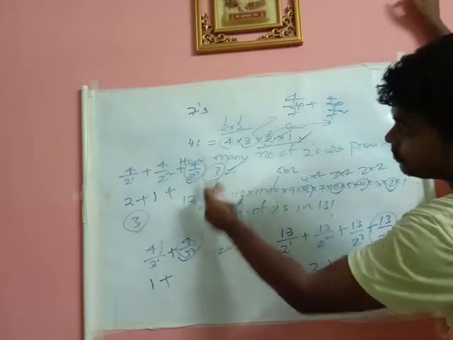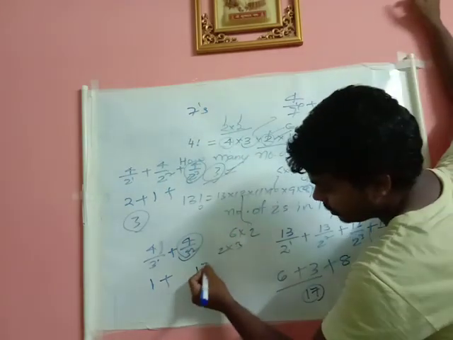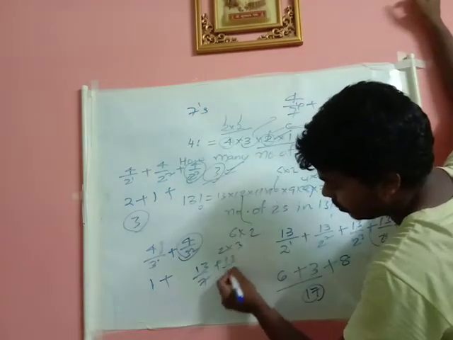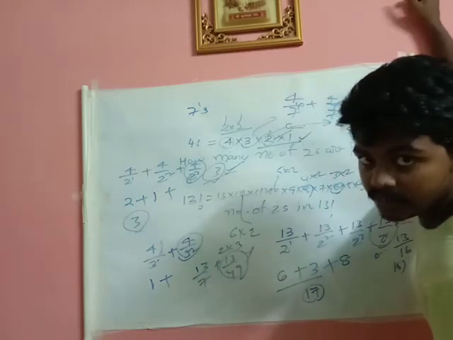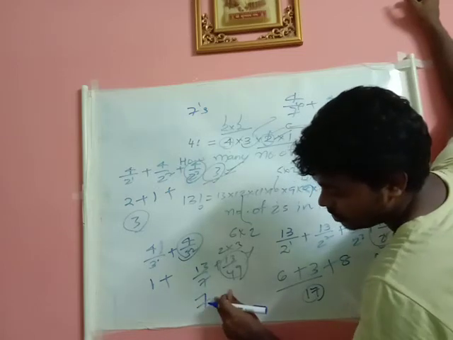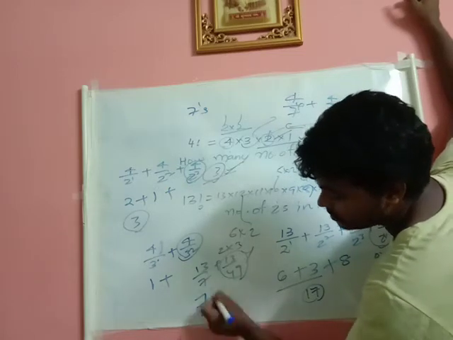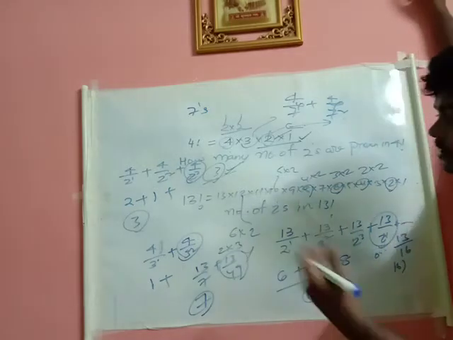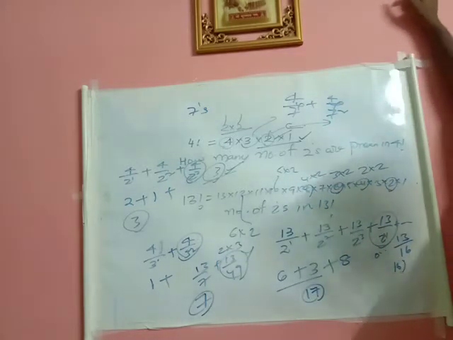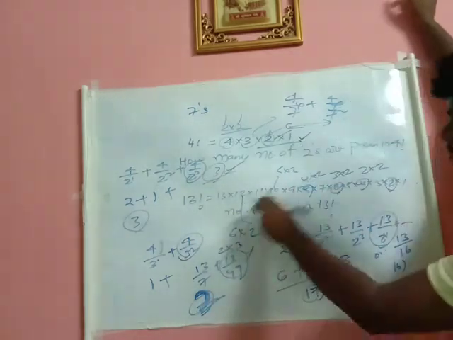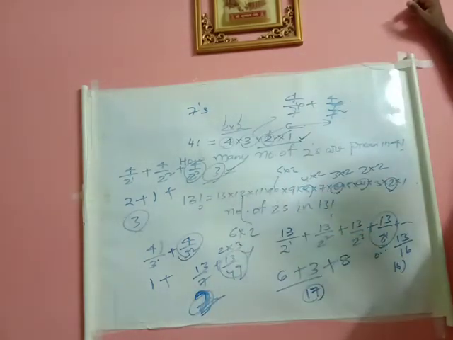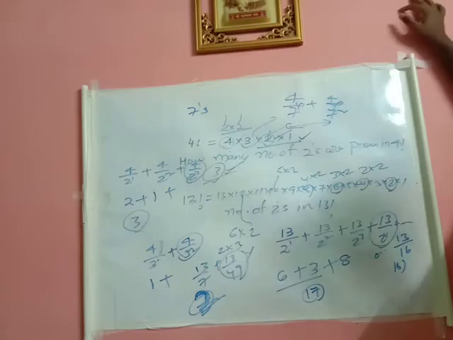Now coming to find the number of sevens in 13 factorial. So 13 by 7 plus 13 by 49. 13 by 49 is less than 1, so you neglect this. 13 by 7: 7 ones are 7. Remaining how much? So 7 number of sevens are present in 13 factorial. 7 twos are 14, right? So 2 number of sevens are present in 13 factorial, right? Can you get this now?